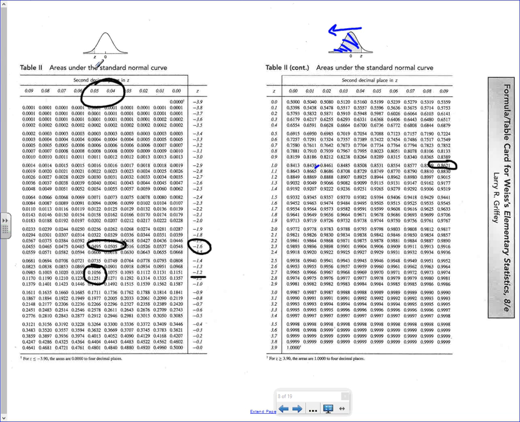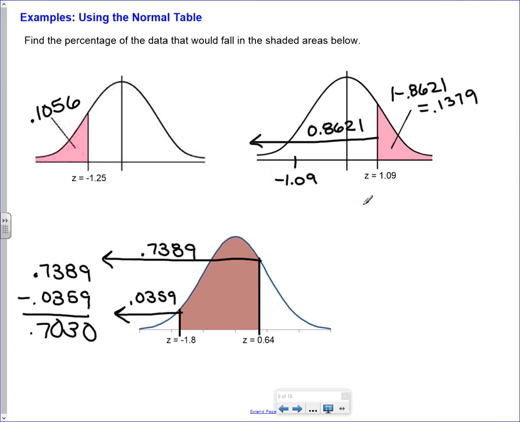You can always look at the top of your chart, and that's going to tell you what area the chart is giving you. So you notice that the shaded area is the area to the left of the Z. Our chart will always give us the area to the left of the Z. In this example, we wanted the area to the right. So we looked up in the chart and we got this 0.8621, but we want this pink area.